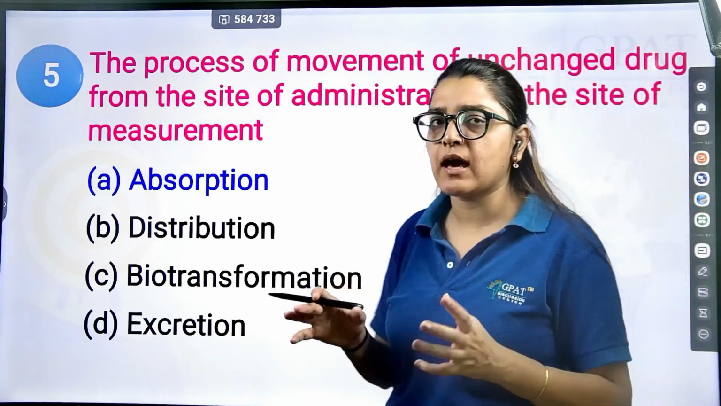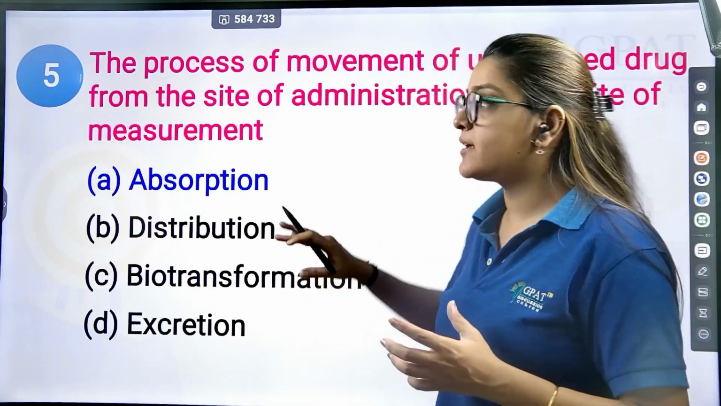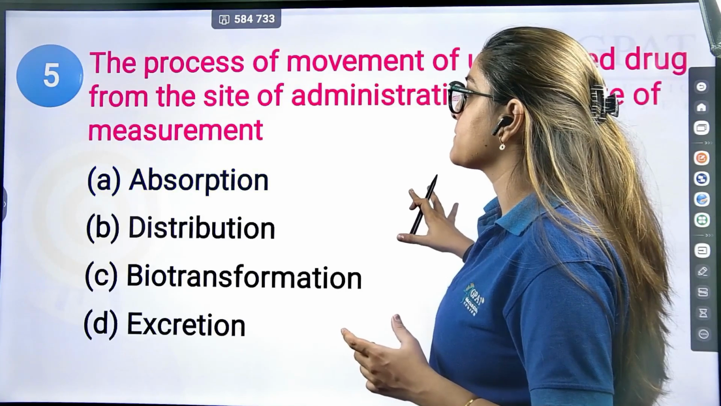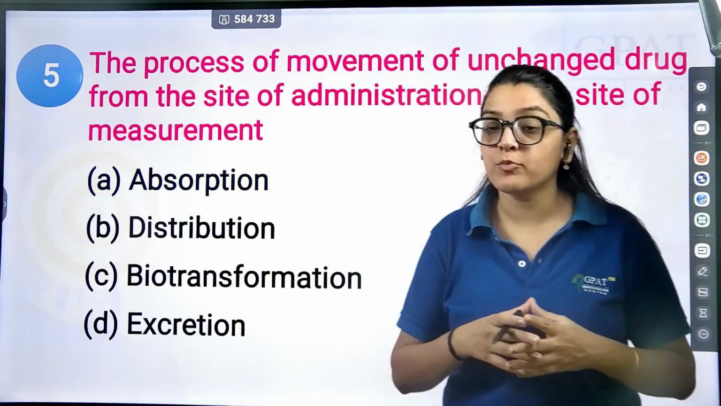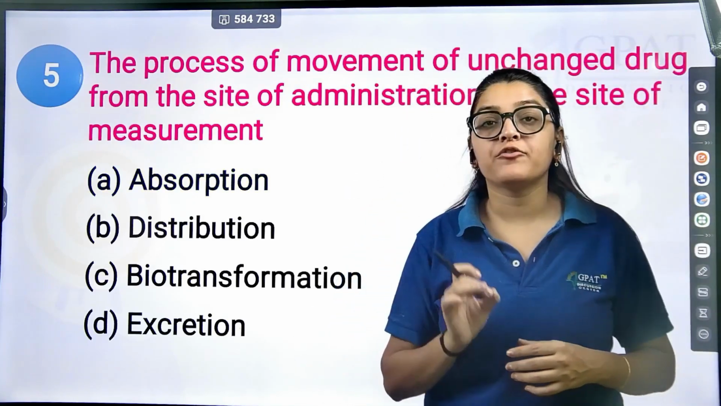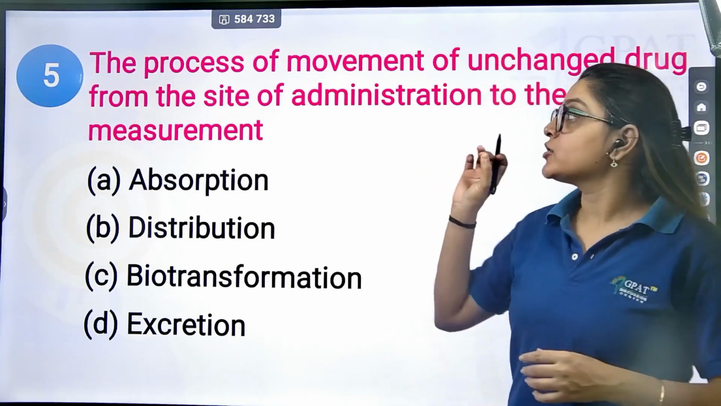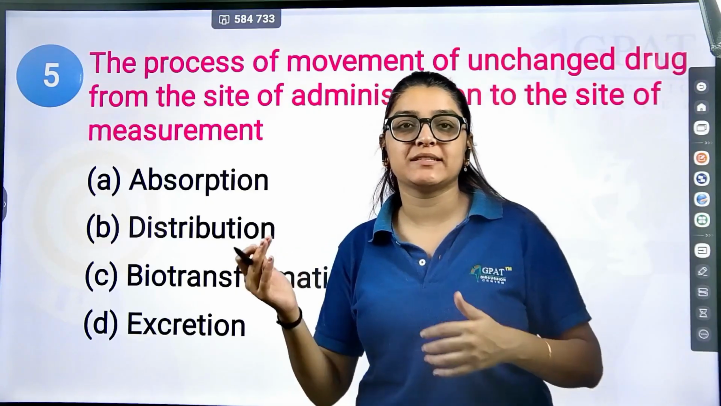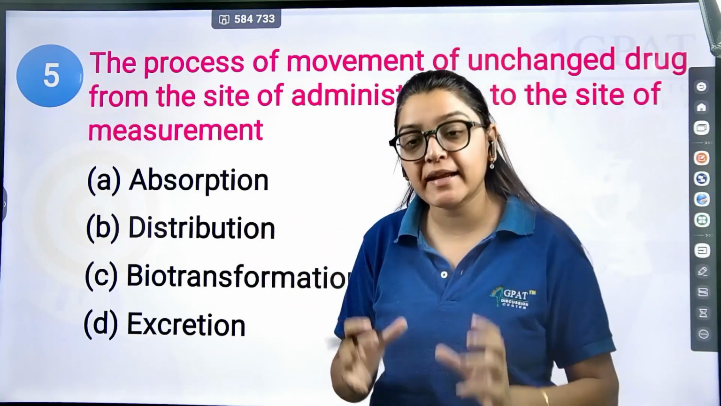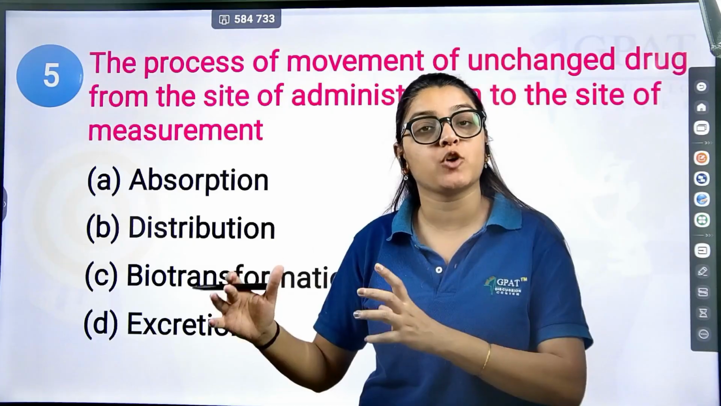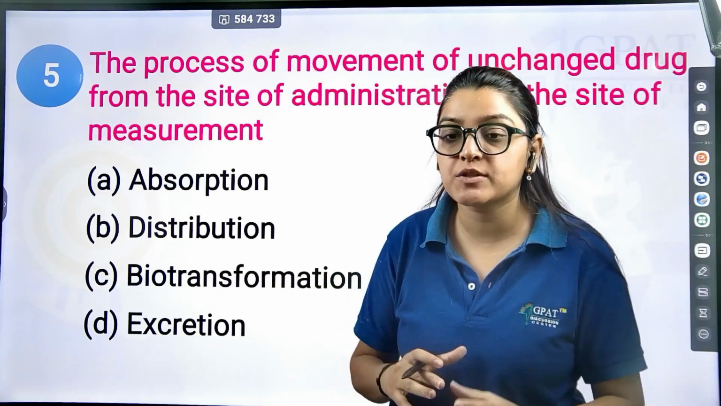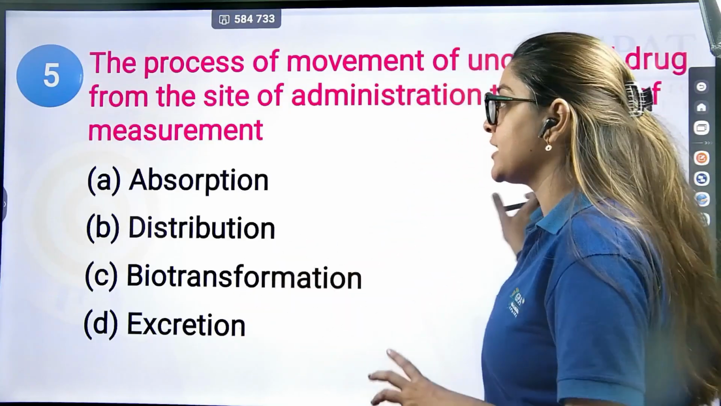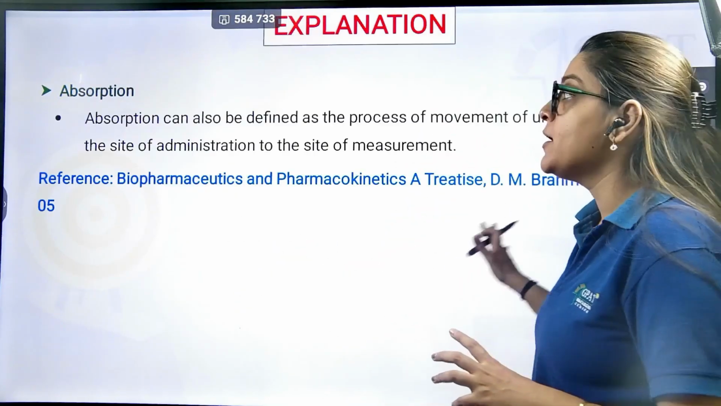Direct questions that are asked are basically directly on the definition. Here, the process of movement of unchanged drug from the site of administration to the site of measurement, that is known as, now you all have seen the answer because of the slide, but it is okay. This is a direct definition of the drug absorption process, which basically includes the movement of drug from the site of administration to the systemic circulation, right? So this is known as the drug absorption process.